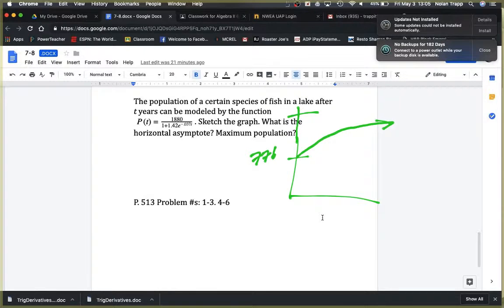And even though you can't see it, this graph will slowly approach whatever this top number is. That's how these graphs work. That top number is the limit to how high they can go. So the maximum population is 1880. The horizontal asymptote, which we haven't talked a lot about, would also be 1880 because it's that straight line right there. Okay, I'm going to stop there.